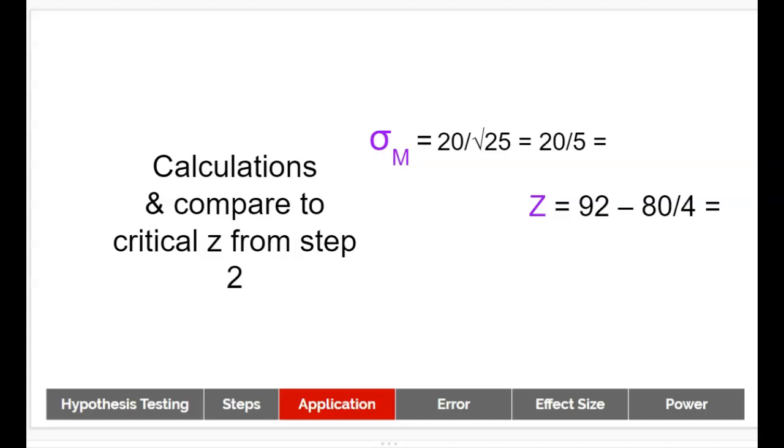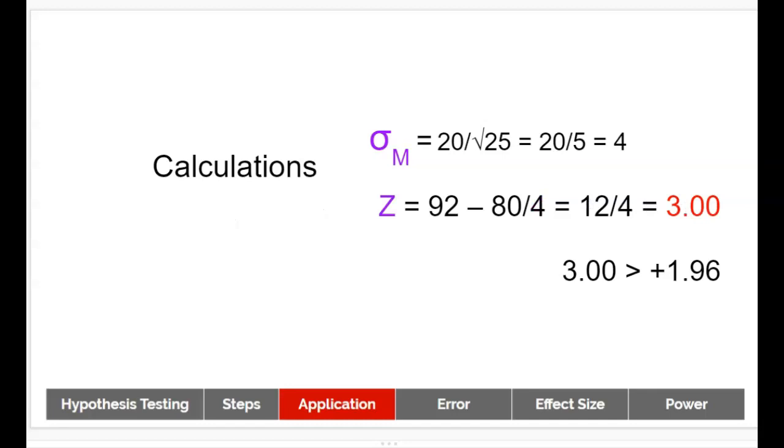So the first step you're going to need to do is calculating your standard error. So I'm taking my population standard deviation of 20, and my sample size of 25. Then you need to create your Z. So taking your sample mean minus your population mean over your standard error. So go ahead and take a moment to see and calculate what you get with that.